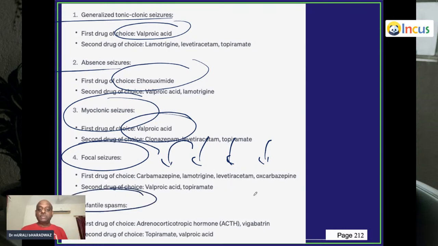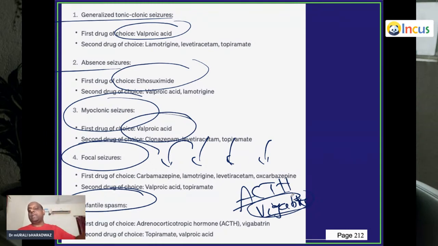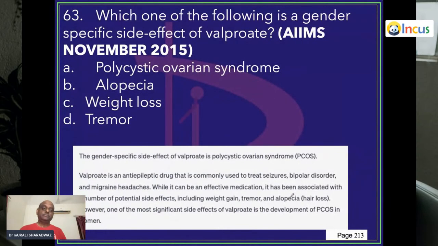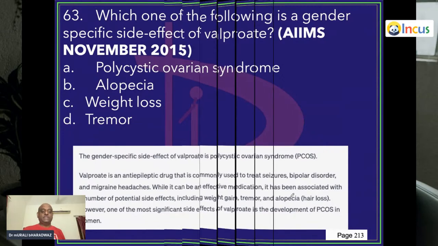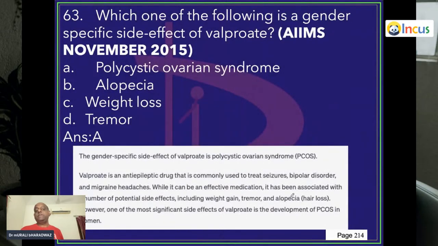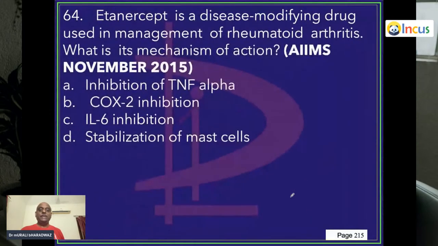Infantile spasms, you give ACTH and vigabatrin. Even though vigabatrin is notorious for causing visual deterioration, first you will try ACTH for infantile spasms. If they are not resolving, then vigabatrin. Which is a gender-specific side effect of valproate? PCOD occurs only in females and valproate can lead to PCOD.